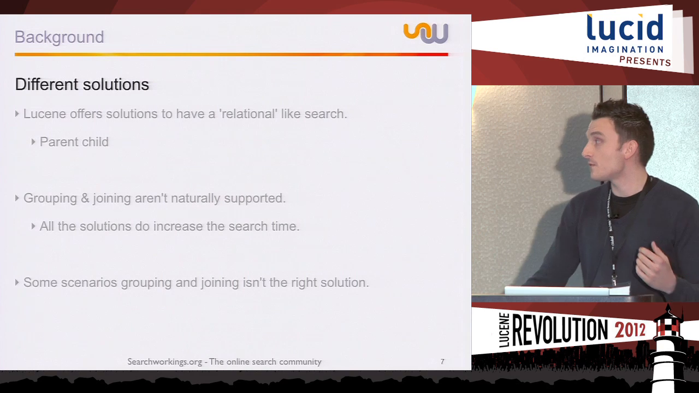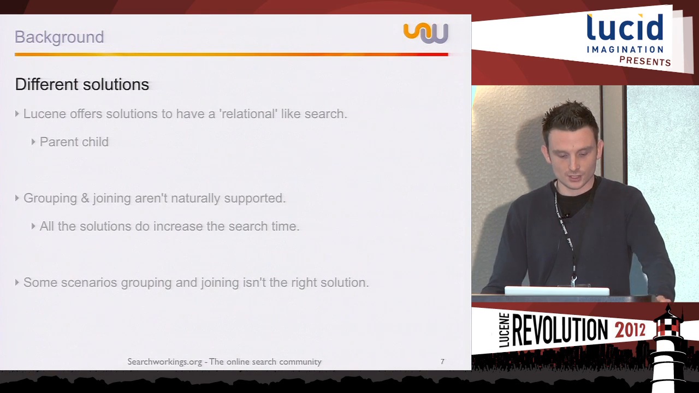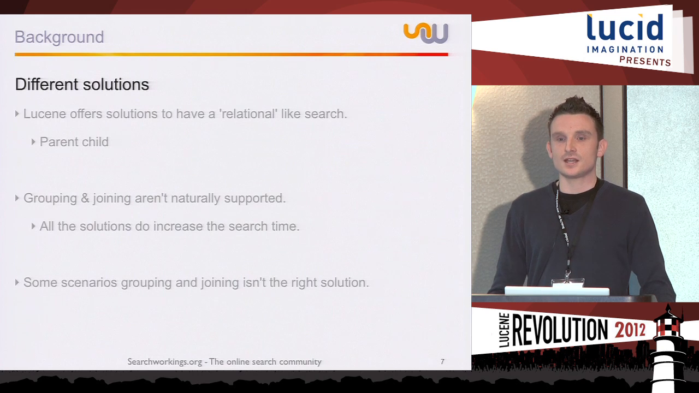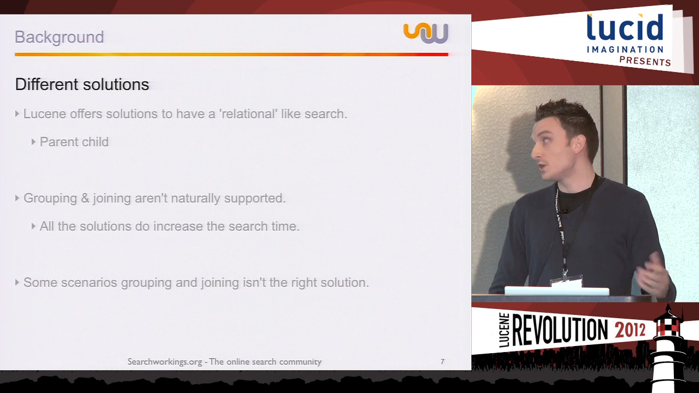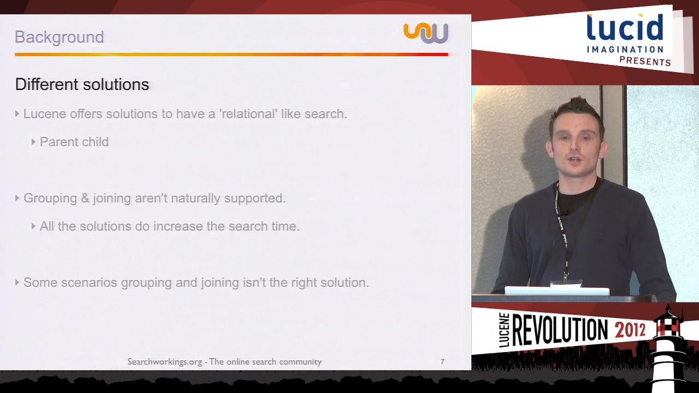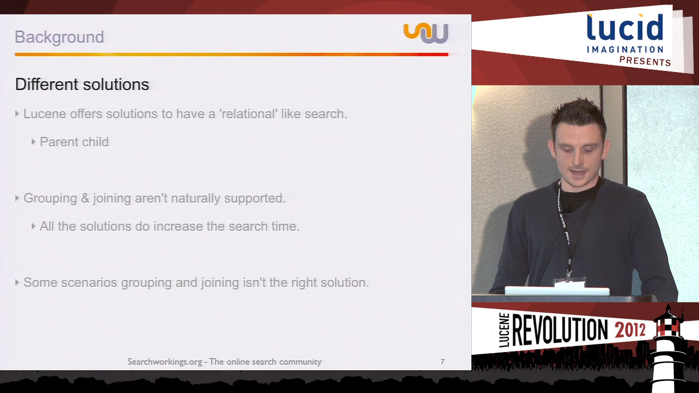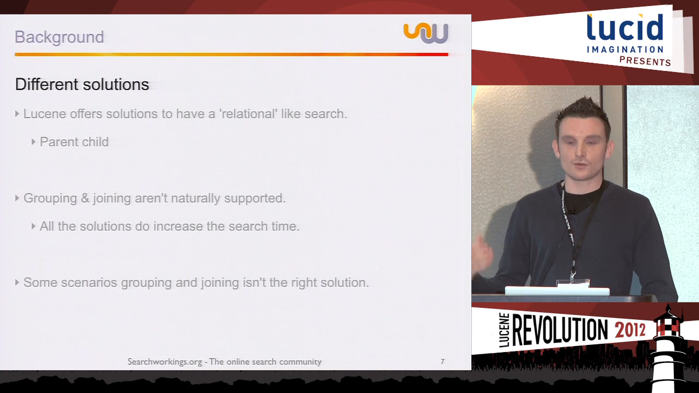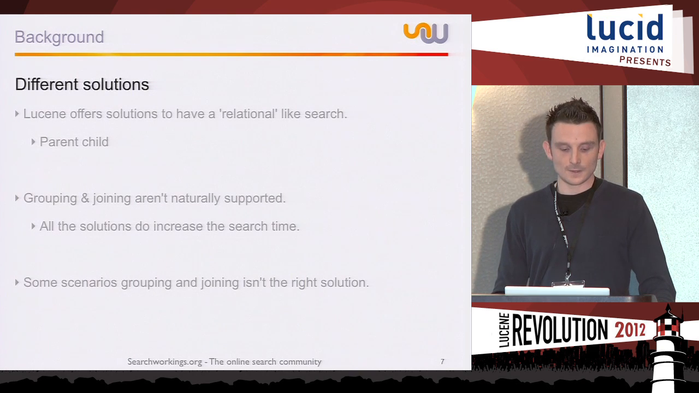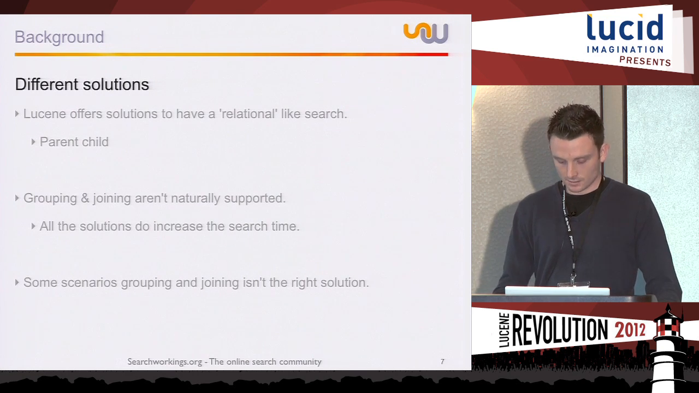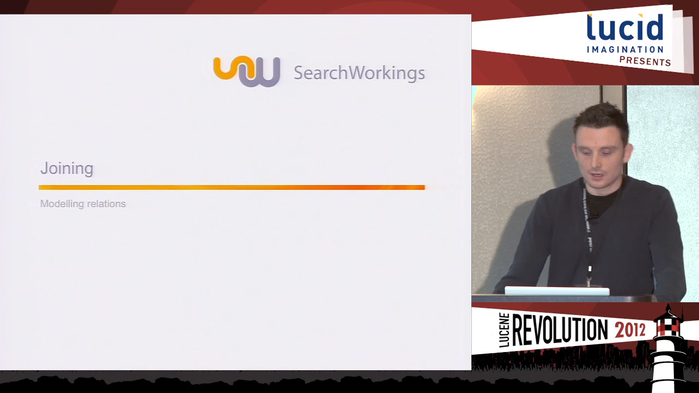So Lucene offers different solutions to have a relational-like search. Basically, it's a parent-child-like search that you can do with grouping and joining. But something to remember is that grouping and joining are not naturally supported, so there's always a cost at search time. And in some scenarios, that might be a problem. So grouping and joining isn't always the right solution, and that's why you have to keep it in mind. So let's go into joining.